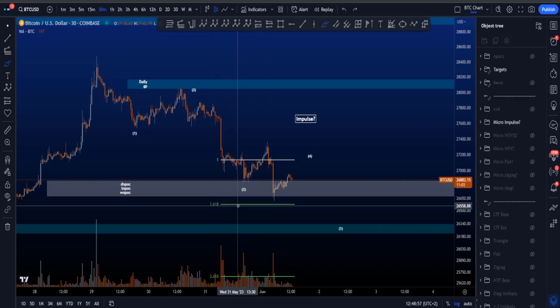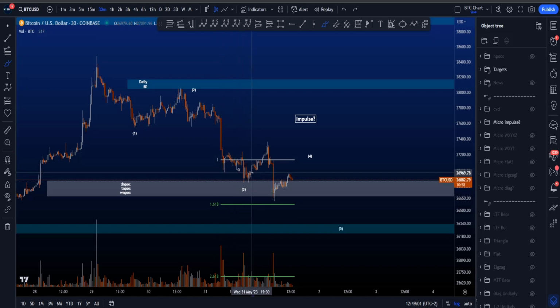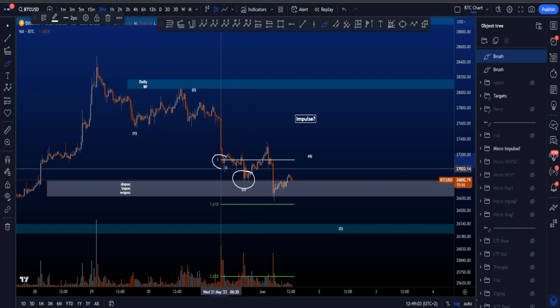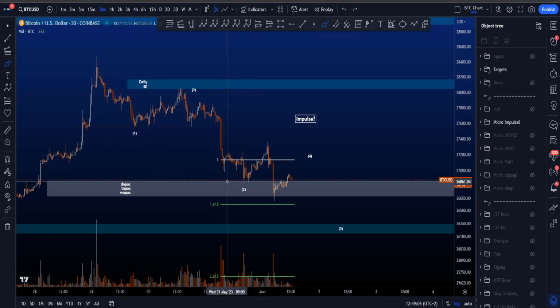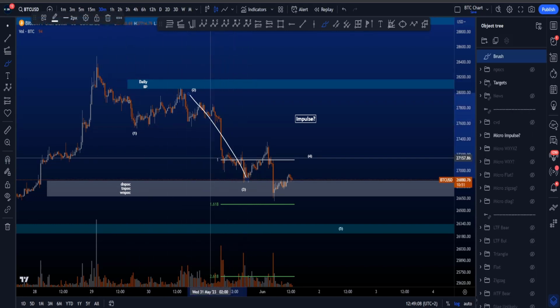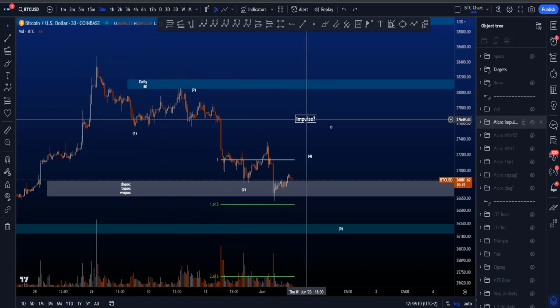However, the main rule is that a wave 3 is not allowed to be the shortest wave in an impulsive structure. And as this wave 3 over here ended below the 1-to-1 of this wave 1, that is valid. So wave 3 is longer than wave 1, so it can be an impulsive structure.